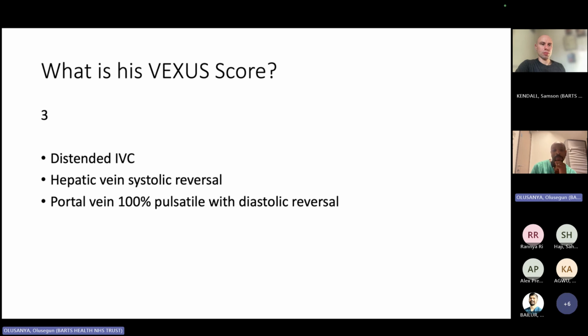Right. So we've talked about all the wonderful things about VExUS. Here are some of the caveats. So the first thing is, I don't know if any of you guys have tried this. Hopefully some of you have tried. So Samson, you've tried it. How easy was VExUS when you were collecting your logbook?